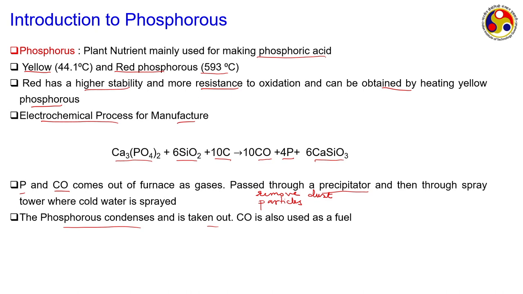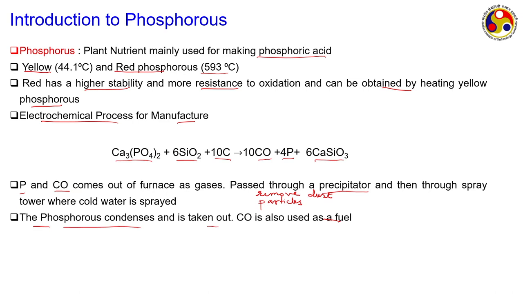One is the carbon monoxide as gas, and the carbon monoxide has several uses. In syngas, it is one of the primary components. Carbon monoxide can be reacted with hydrogen to get alcohols. So it is a useful fuel. And you get the elemental phosphorus. This is a way of manufacturing the phosphorus element.